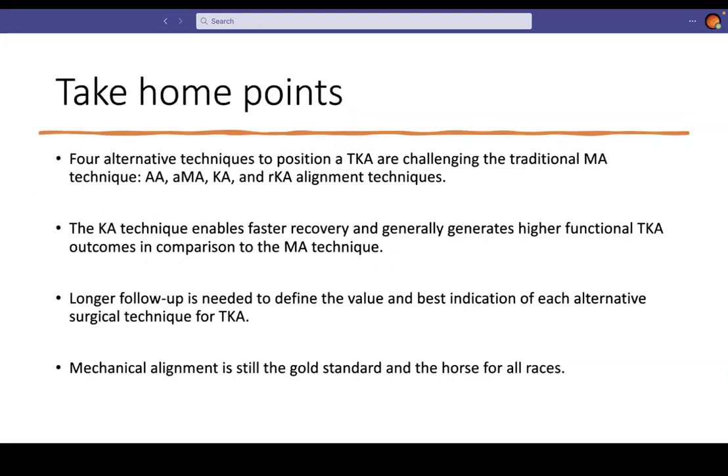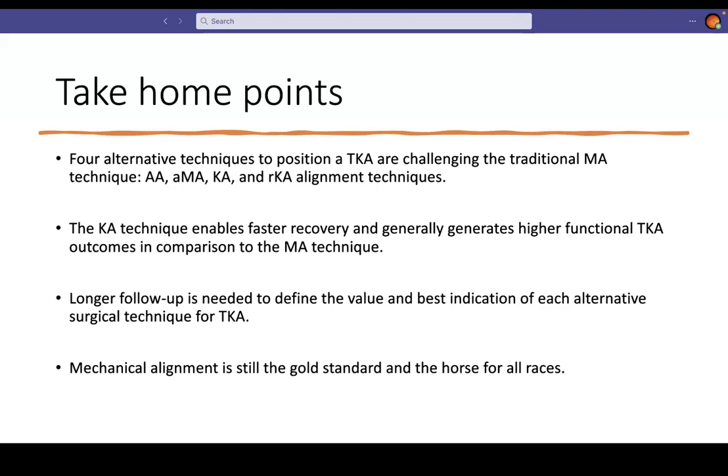So the take-home points from my talk are, there are 4 alternative alignment techniques to position TKA, which are challenging the traditional mechanical alignment. One is the anatomical alignment, adjusted mechanical alignment, kinematic alignment, and the restricted kinematic alignment techniques, basically. The kinematic alignment technique enables faster recovery and generally generates higher functional TKA outcomes in comparison to the mechanical alignment technique. But still, it is controversial. Longer follow-up studies are needed to define the value and best indication of each alternative surgical technique for TKA.